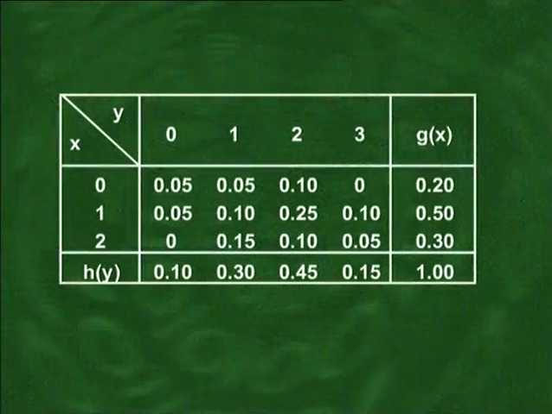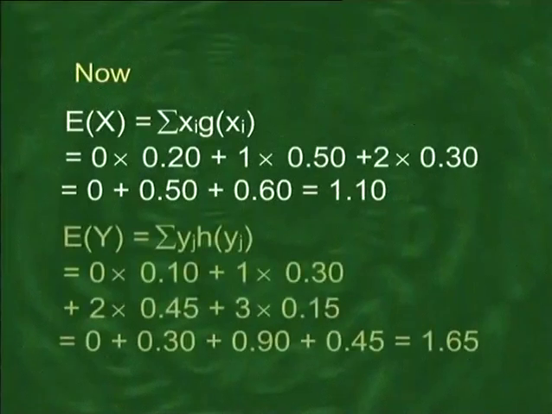Suppose that we have a discrete bivariate probability distribution in which x takes the values 0, 1, 2 and y takes the values 0, 1, 2 and 3. The probabilities are as you see on the slide, and what we are interested in is to find the correlation coefficient between the random variables x and y. In order to solve this question, students, we can compute first of all E of x and E of y.